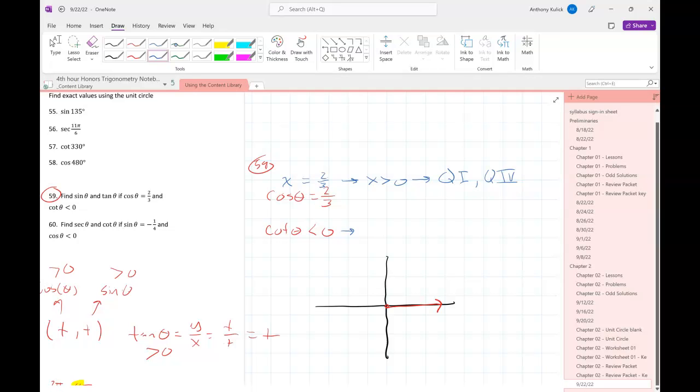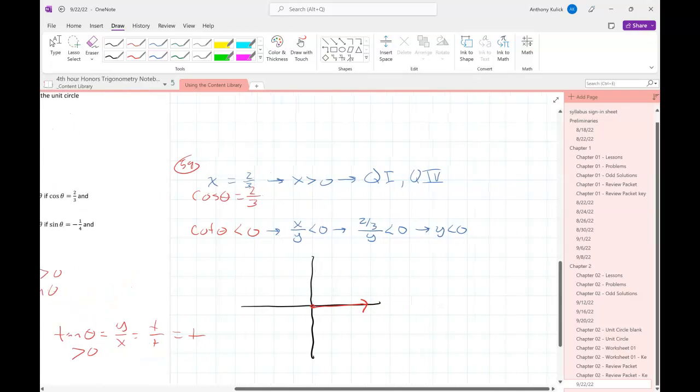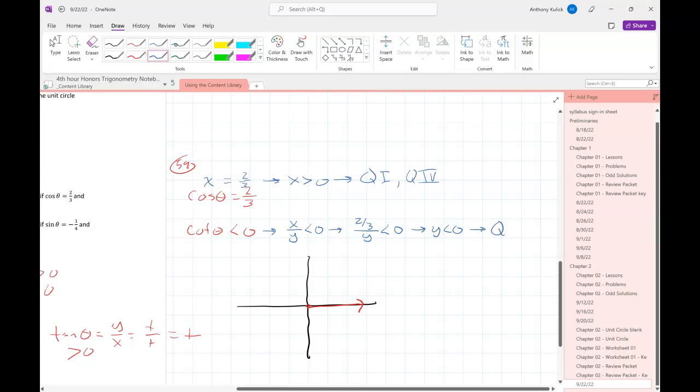Cotangent, I remember, is x over y. And because x is 2/3, basically what I really care about is that x is positive. So 2/3 over y has to be a negative number. What's that tell me? Y is negative, right? So that means that theta would have to be in quadrant 3 or quadrant 4. The part I care about is that for both of those two things to be true, I have to be in quadrant 4.